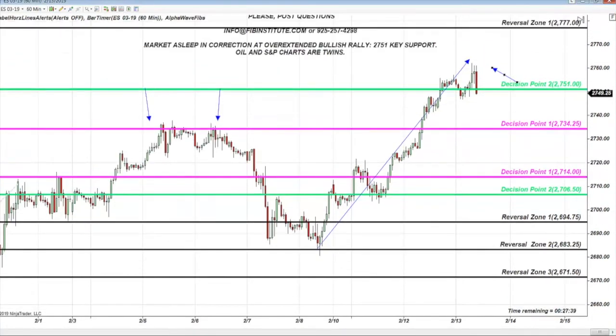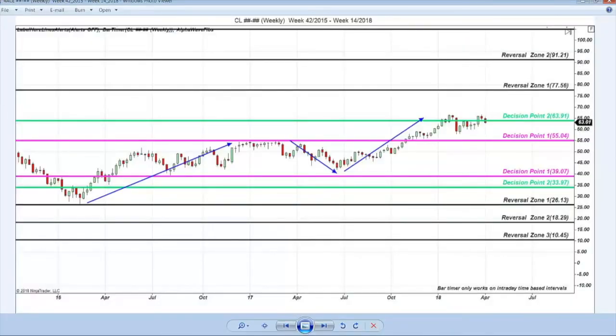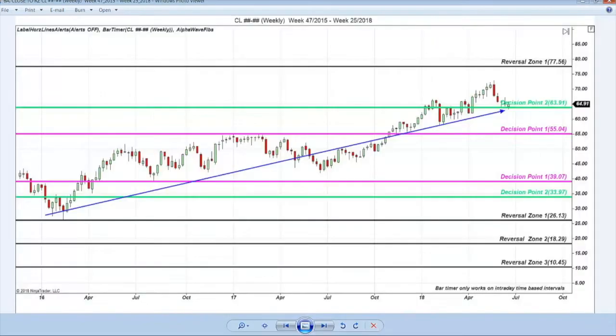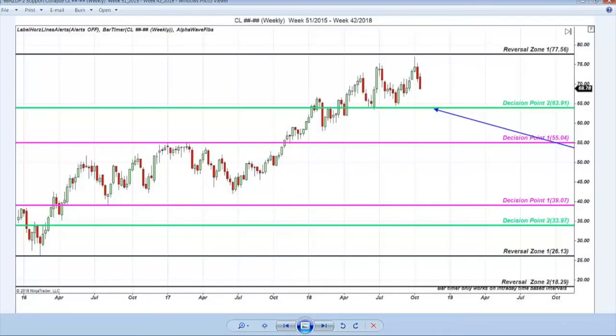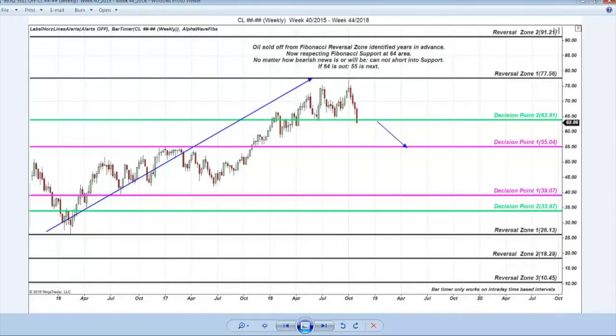This chart on S&P again, in case you missed prior discussions, is identical to long-term oil chart. Again and again and again. Oil at the start of 2018. Fibonacci reversal zone in front of you. Oil starts crushing. And this is oil next. And this is oil next. And this is oil now.